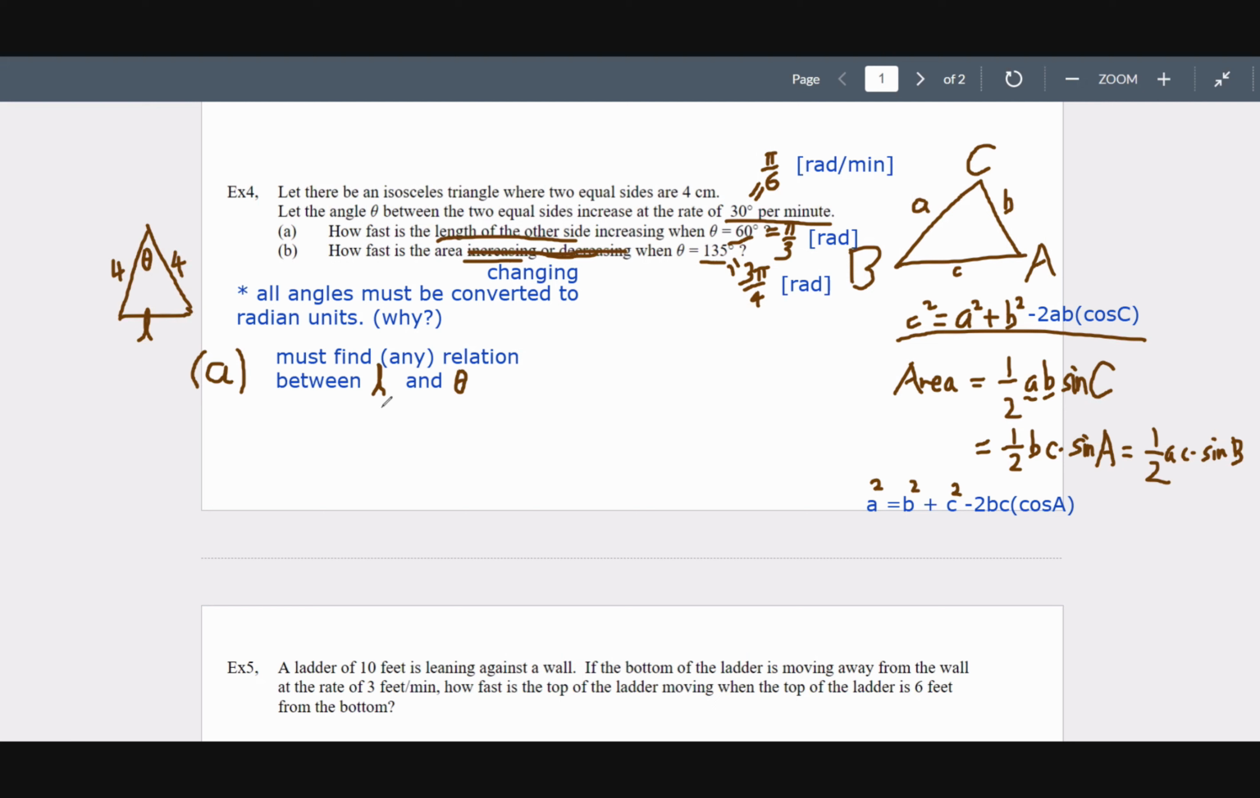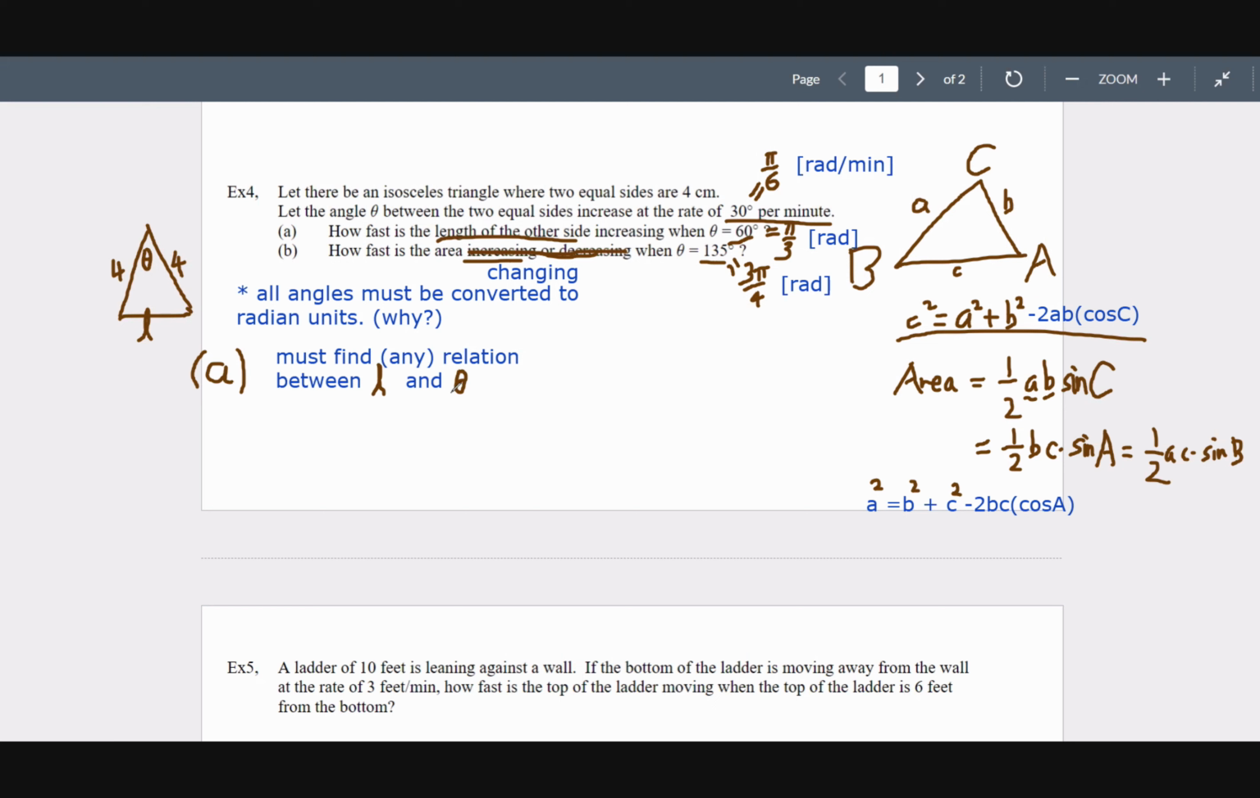So L, why do we need L? Because the question is about the L. How fast is the length changing? Why theta? Because the theta is changing at 30 degrees per minute. So that's why we need theta. So the variable source is only from the question or from the given condition, nowhere else. So do not automatically create any variables here. Okay, so don't just create any variables.